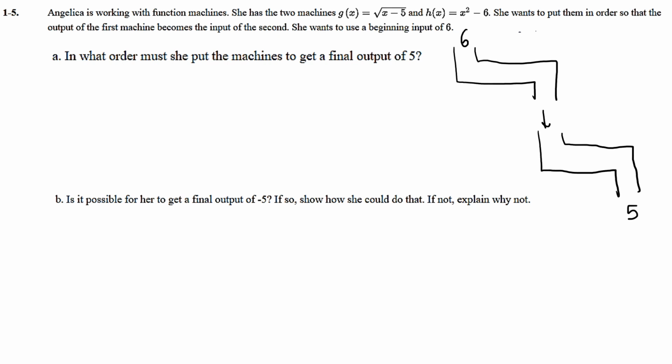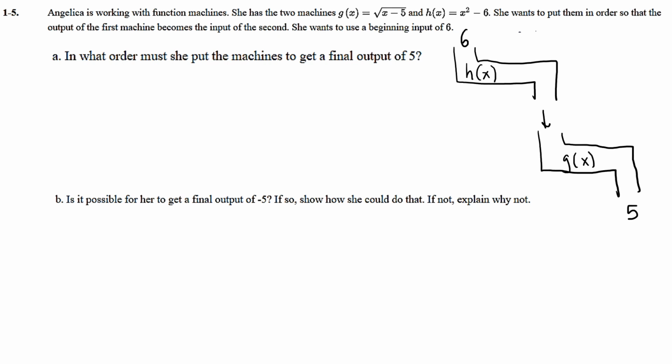So to think about this, I do not feel like I can get a 5 if I put h of x first. I don't know if there's a way to make that happen. So I don't want h of x to be last. I don't know if a 5 can come out. So I'm going to let h of x be first. And then I think if I take h of x and put g of x in after it, that'll work. So let's try this out.